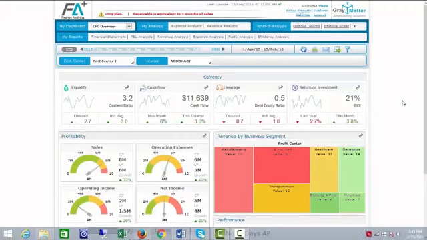In today's session, we'll focus on a specific business scenario which depicts how finance analytics can be used to make critical business decisions, or let's say critical financial decisions for your organization.